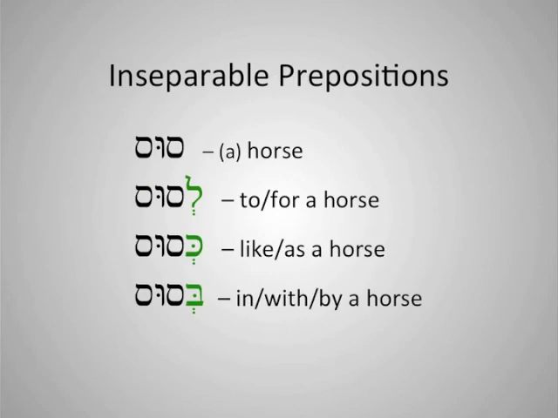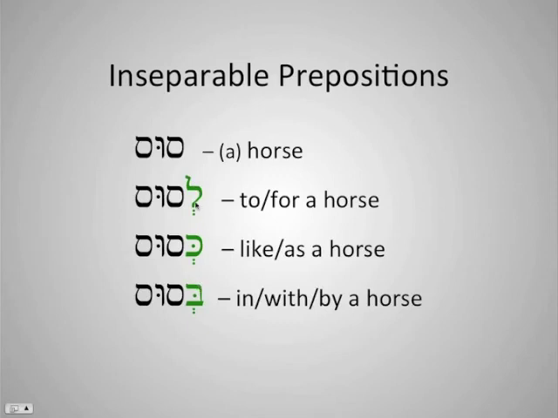So some examples of the inseparable prepositions, or what we would call the prefix prepositions, look like these examples. Again, we'll use our typical term sus, which means horse or a horse, to see what it looks like with these three prepositions. Note how each of them is just a prefix letter, just like with the conjunction and the definite article. It's just a different letter that we're looking at, the lamed, the kaf, or the bet.